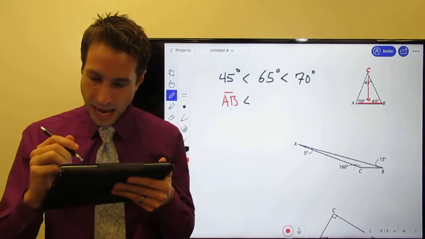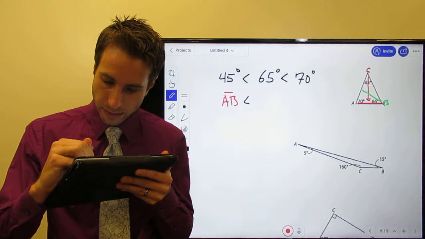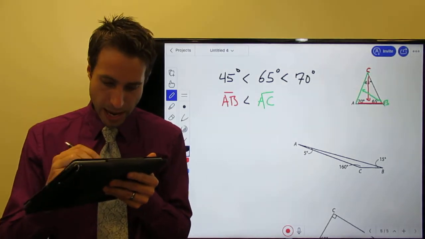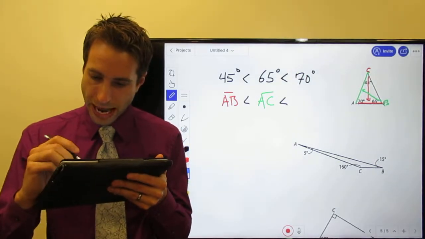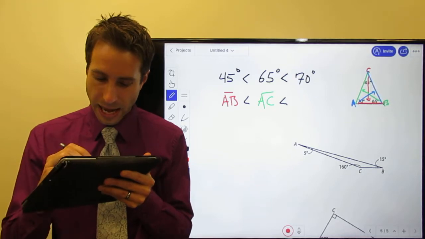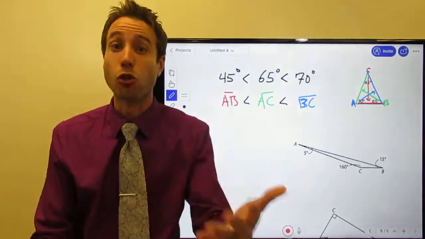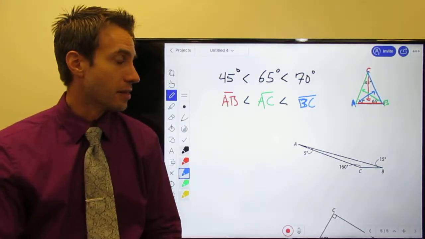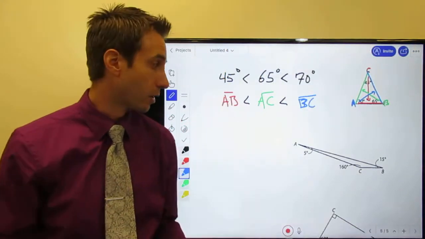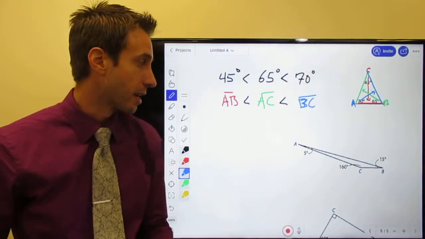My next angle is B. Right? So opposite, that means AC. And then finally, my third angle was 70. That's the biggest one. It's opposite my longest side. So BC. BC would be the longest side. The biggest angle is opposite the longest side of the triangle.